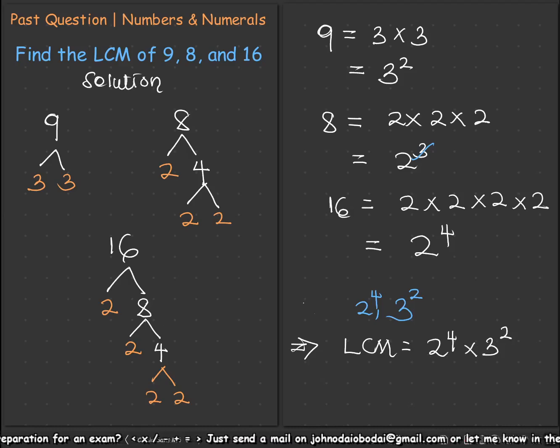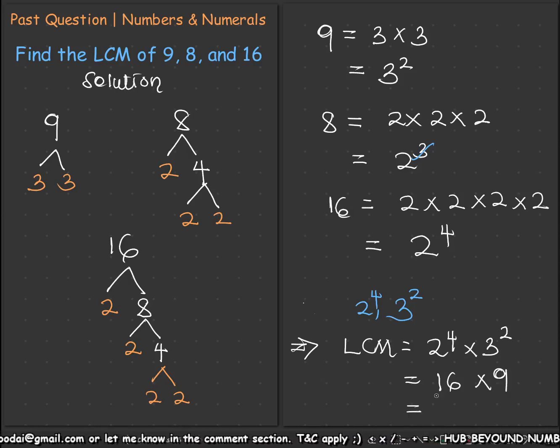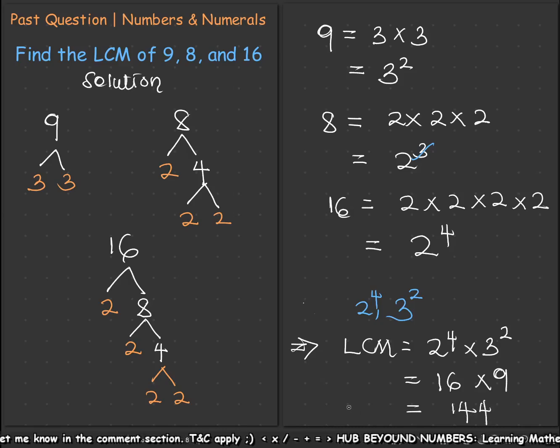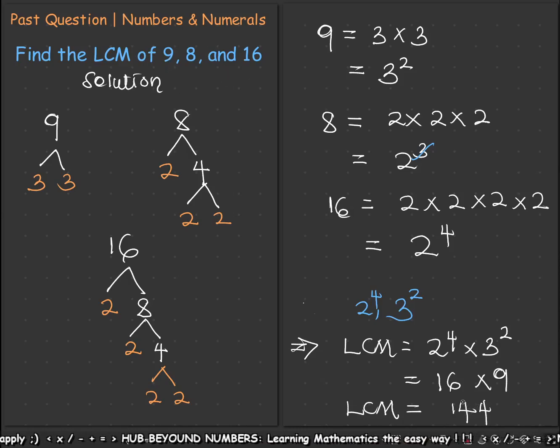And we know 2 to the power 4 gives us a 16. So it's equal to 16 times 3 to the power 2, which gives us a 9. And if we multiply 16 by 9, we are going to get a 144. So it simply means that the LCM of 9, 8, and 16 is giving us what? 144. As simple as that.